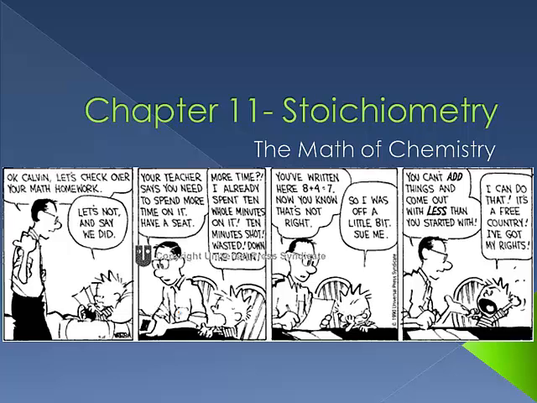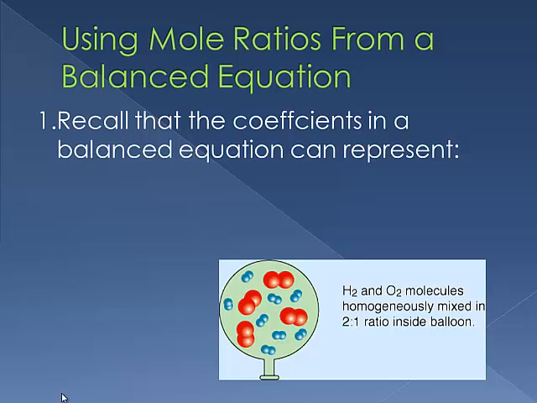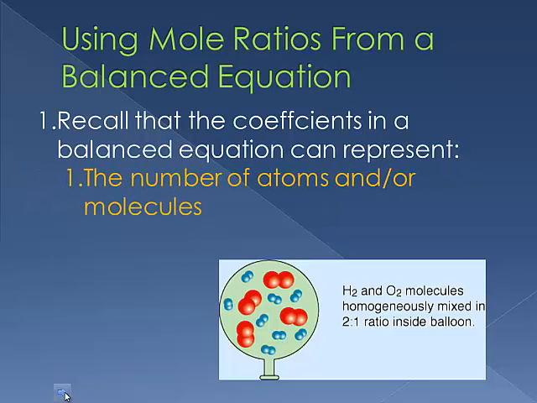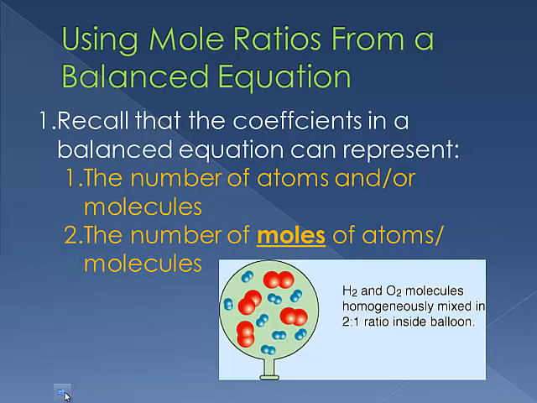Chapter 11 is looking at stoichiometry, and stoichiometry can be boiled down to talking about the math of chemistry. So the first thing we need to remember, and I did talk to you about this last chapter when we were talking about writing out a balanced chemical equation, is that the coefficients in that equation can have one of two meanings. They can either represent the number of atoms and/or molecules that are involved in a chemical reaction, or they can represent the number of moles of atoms or molecules.